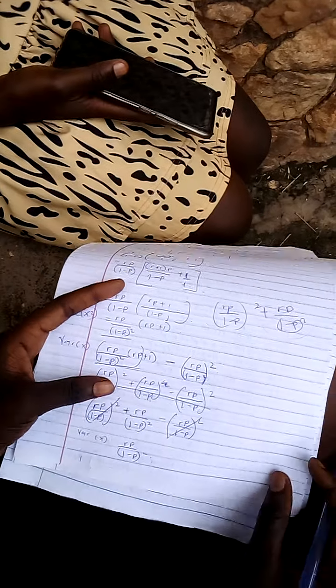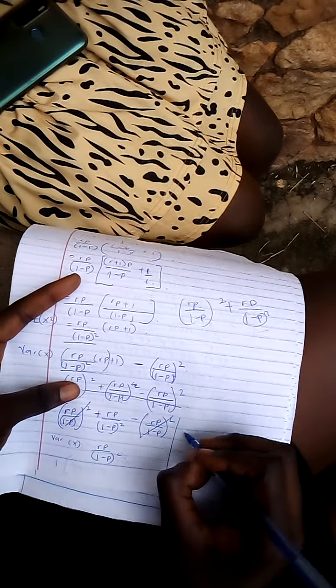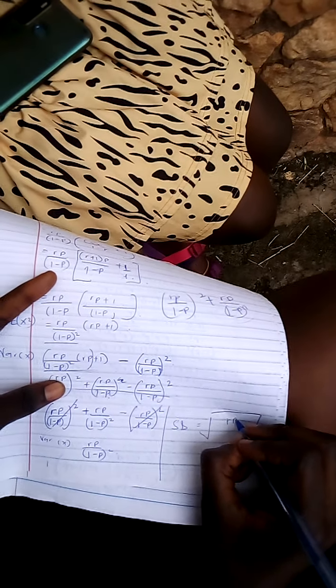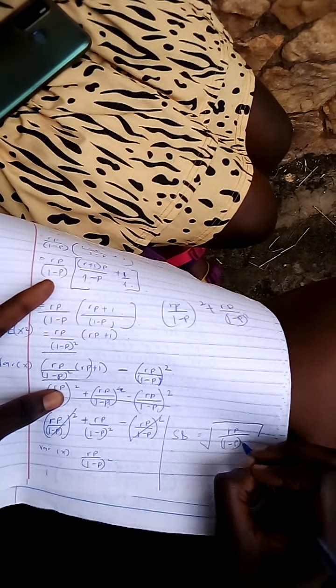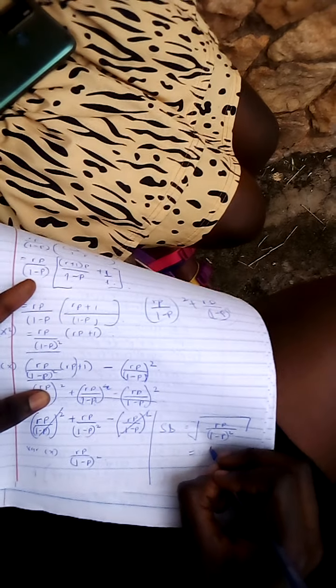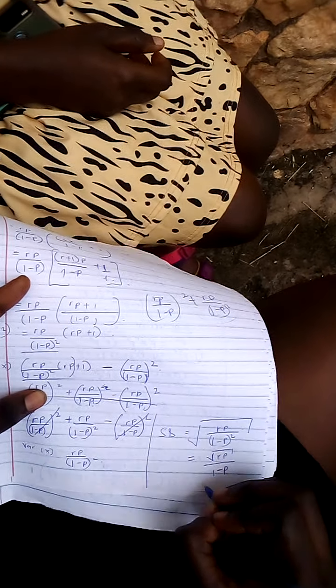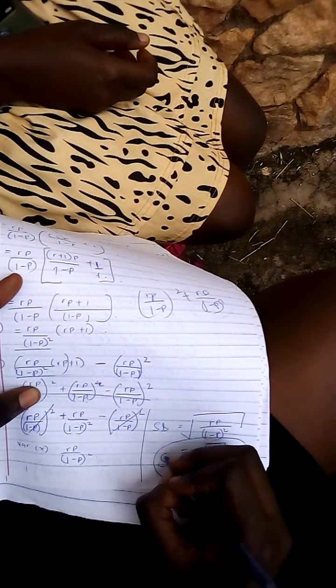But remember, the question wants the standard deviation, so SD will be the root of the variance, which is the root of rp over (1 minus p) squared, the same as saying the root of rp over 1 minus p. So this is our standard deviation.